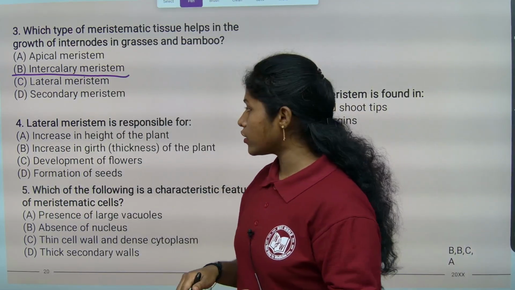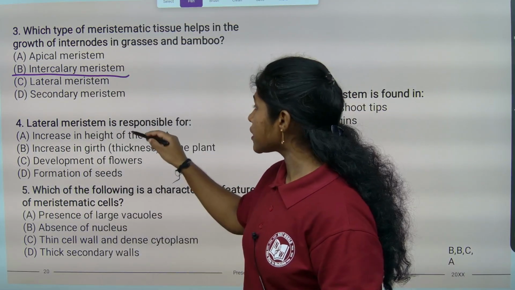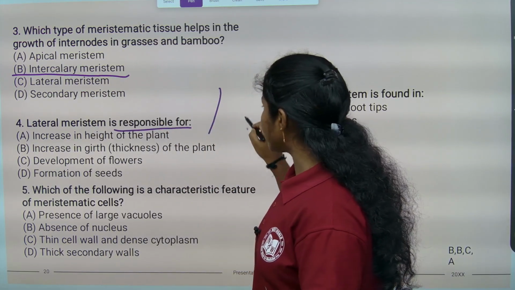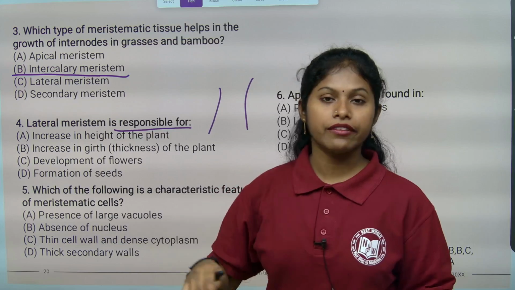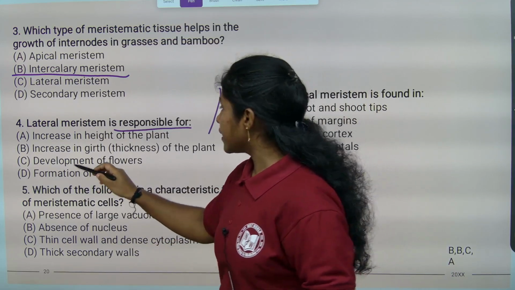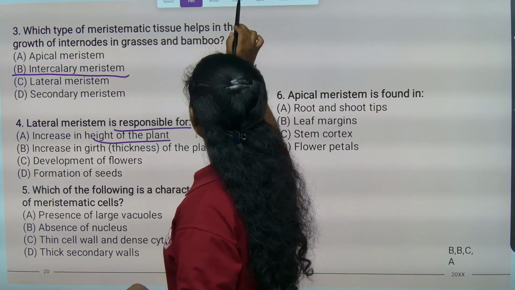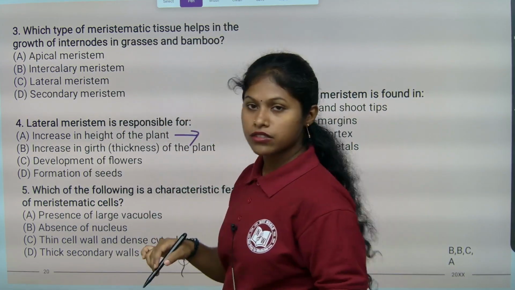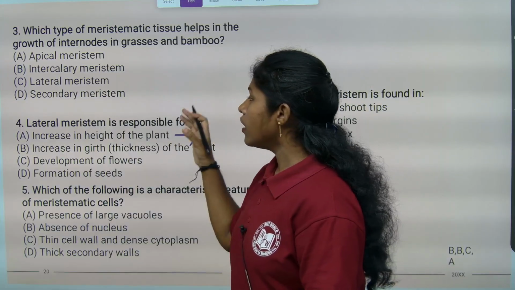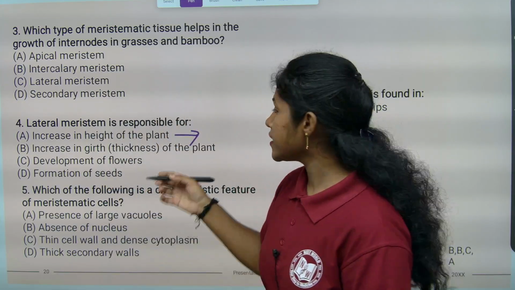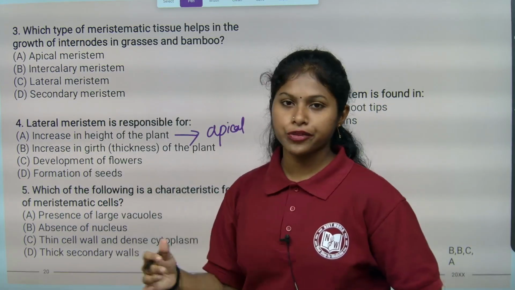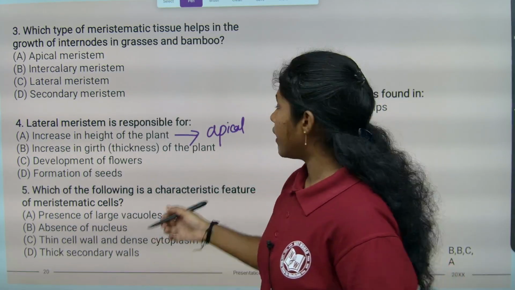Don't panic at all. Lateral meristem is responsible for the girth of the plant, the width of the plant, right children? So which meristematic tissue is responsible for the increase in height of the plant? The apical meristem. It is present in the root and shoots. The primary growth of the plant starts from the apical meristem.